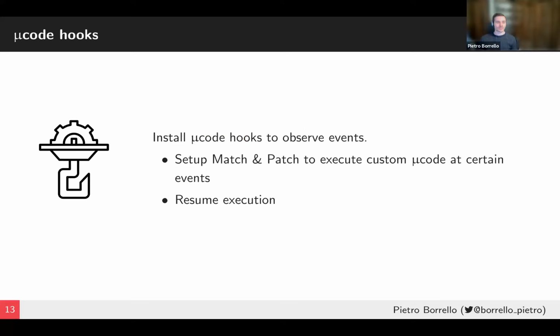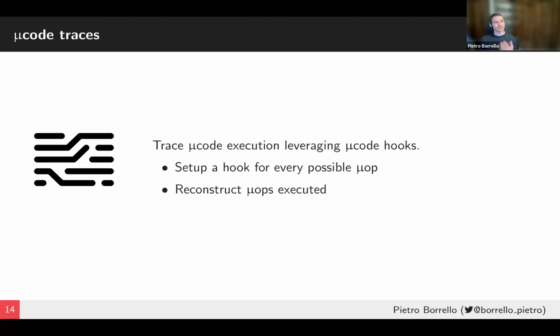With microcode hooks, you can literally install microcode to observe events inside the CPU. So you can just set up the match and patch mechanism to hook certain microcode locations, collect your data and resume execution, for example, to build your own performance counter. But with microcode traces, you can do much more. So with microcode traces, we can leverage microcode hooks to set up hooks for every possible micro-operation inside the CPU that just dumps the timestamp at which that micro-operation has been executed, and then just by sorting those timestamps, reconstruct the micro-operations that are executed at runtime inside the CPU.